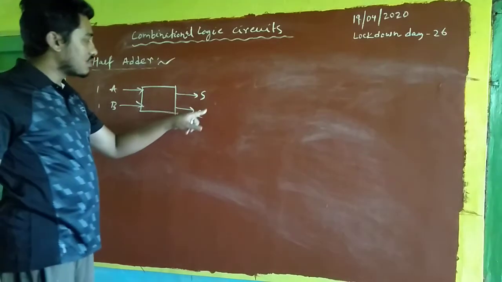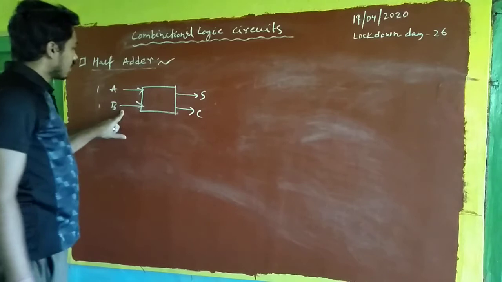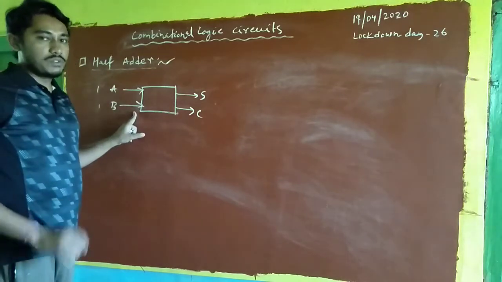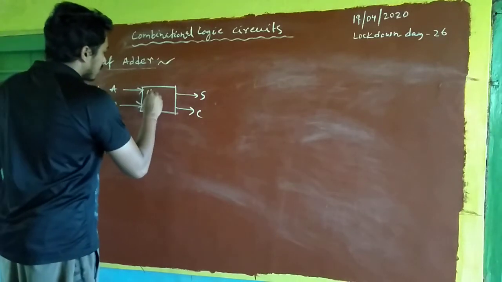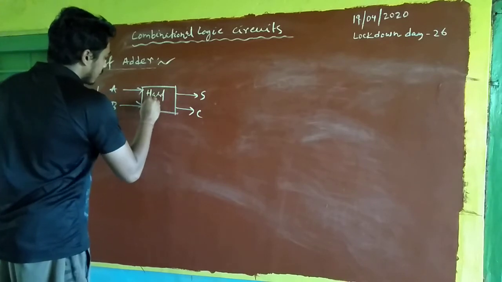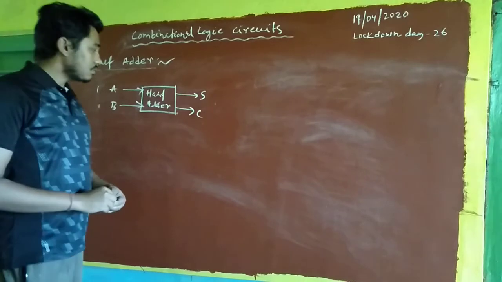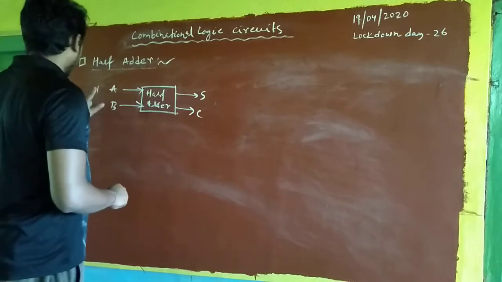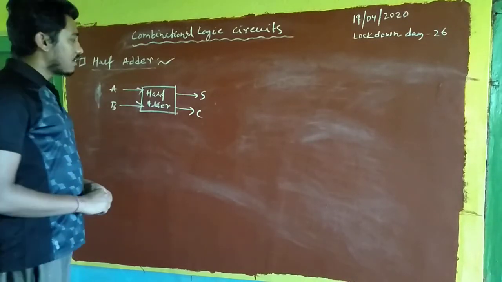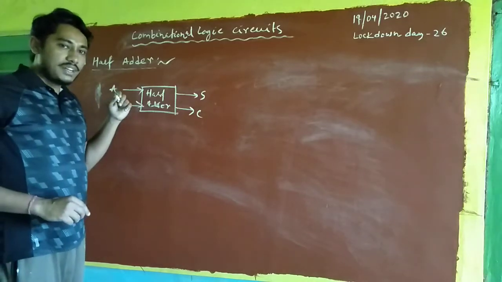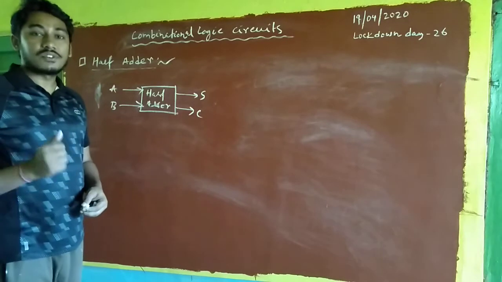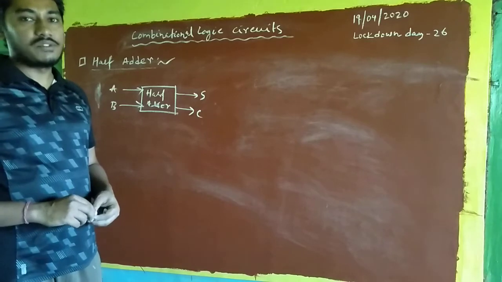So how many outputs are there? Two outputs. How many inputs? From the definition, two inputs. So this is the block diagram for the half adder. Now after designing the block diagram, what is the next procedure? We need to draw the truth table for the half adder.